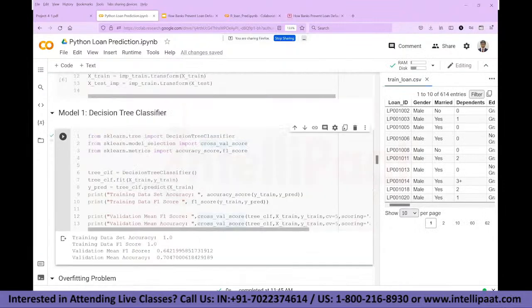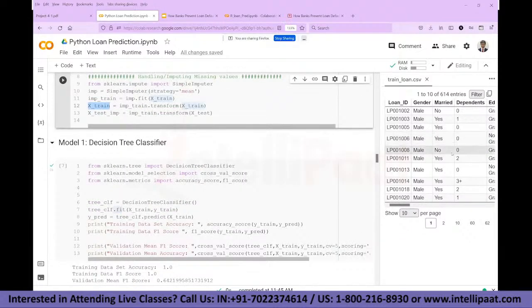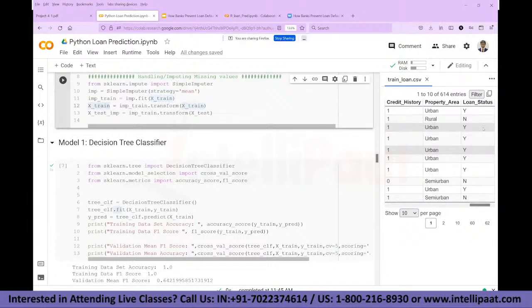So what happened here is I initialized the decision tree classifier, tree_clf, and I did tree_clf.fit on X_train and Y_train. X_train and Y_train I already got from there. So I'm basically training my model on the training data set, which is X_train, all these features, and Y_train, which is my loan status. Then after fitting, I'm trying to predict on X_train. That means I'm trying to see what accuracy I get over the training set.